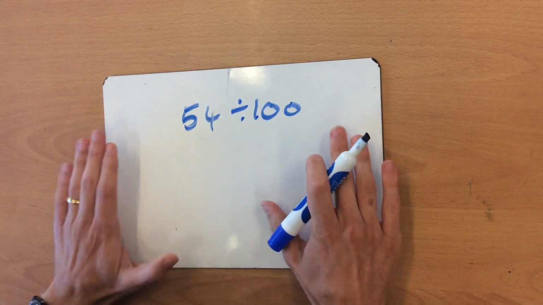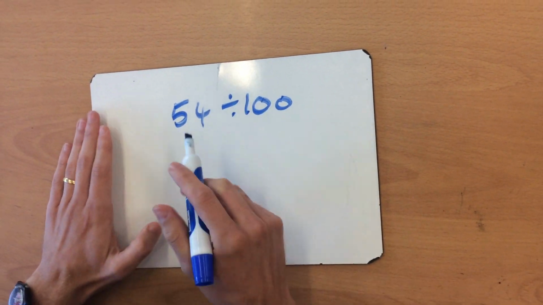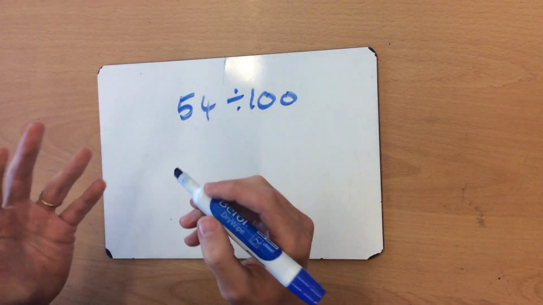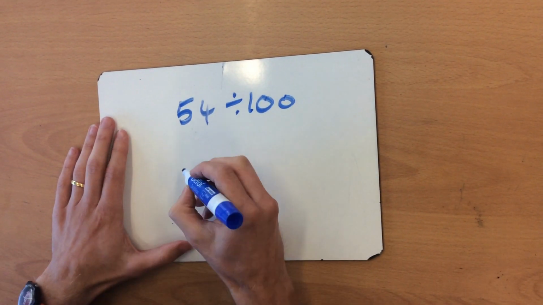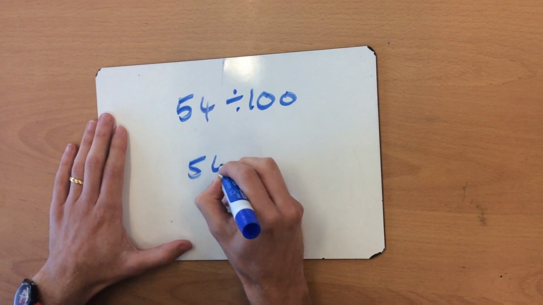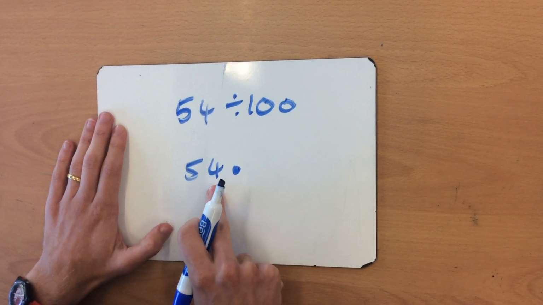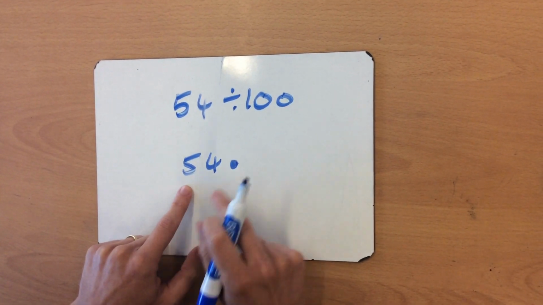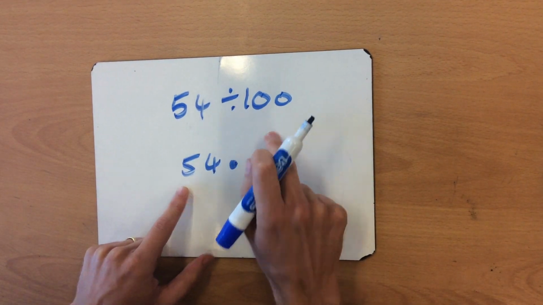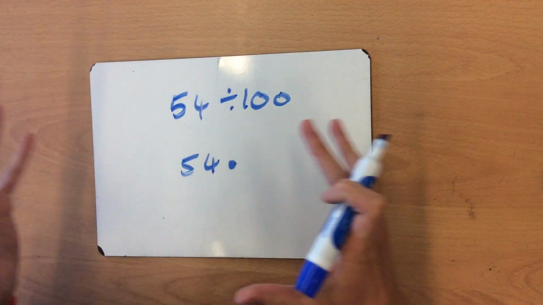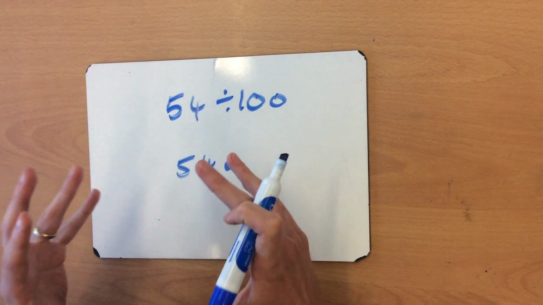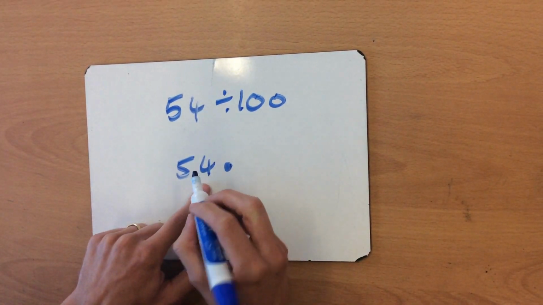To solve this type of calculation, what we need to remember is that 54, even though it's a whole integer, still has a decimal point in there. So if I write 54 here, I'm going to put my decimal point in there. So that's the same number. 4 is in my ones, 5 is in my tens. Now if I'm going to divide by 100, I need to make this number 100 times smaller. Remember, with division, everything gets smaller.